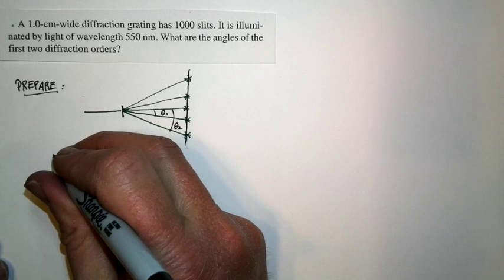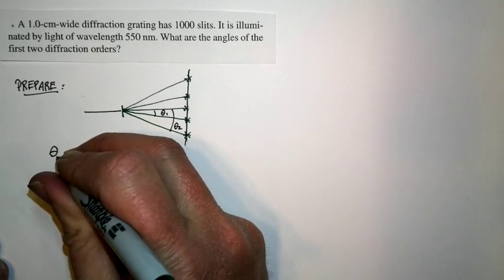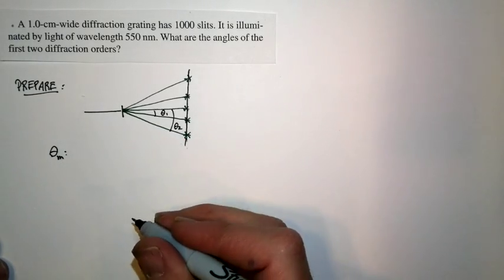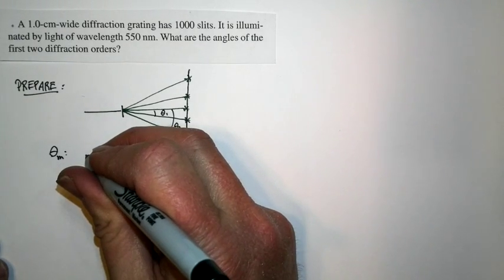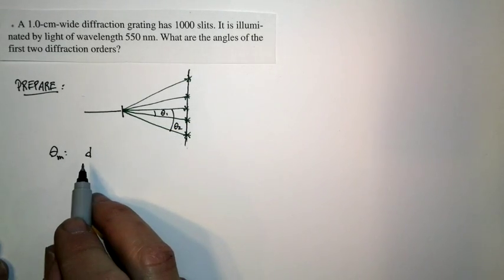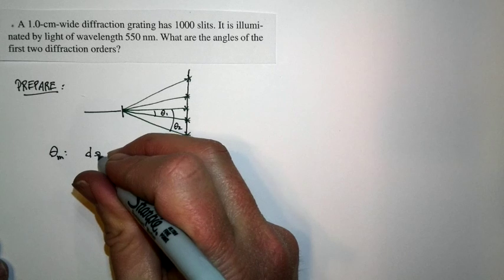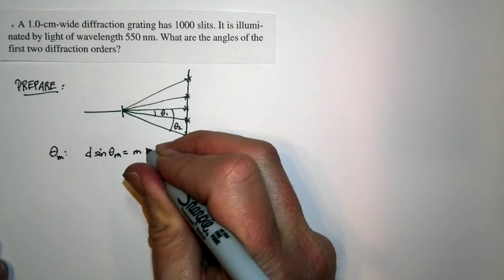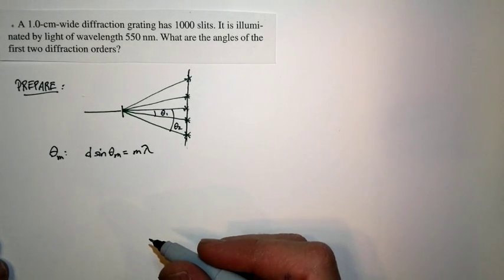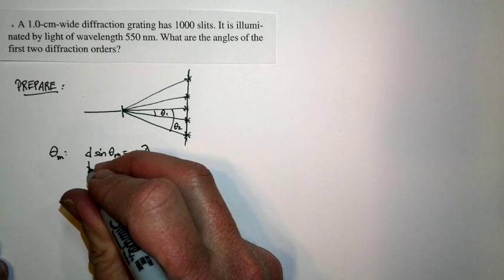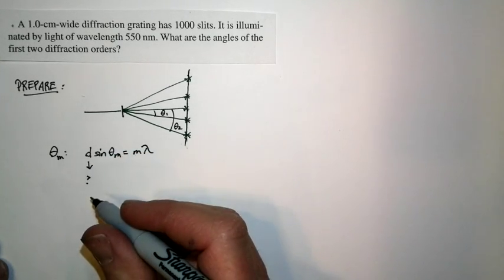Now remember, we have this relationship. For a diffraction grating, the angle of the mth order is given by d, the slit spacing, times the sine of theta m, equals m times lambda. The only tricky part of this problem is to know what d is equal to. What is the slit spacing?